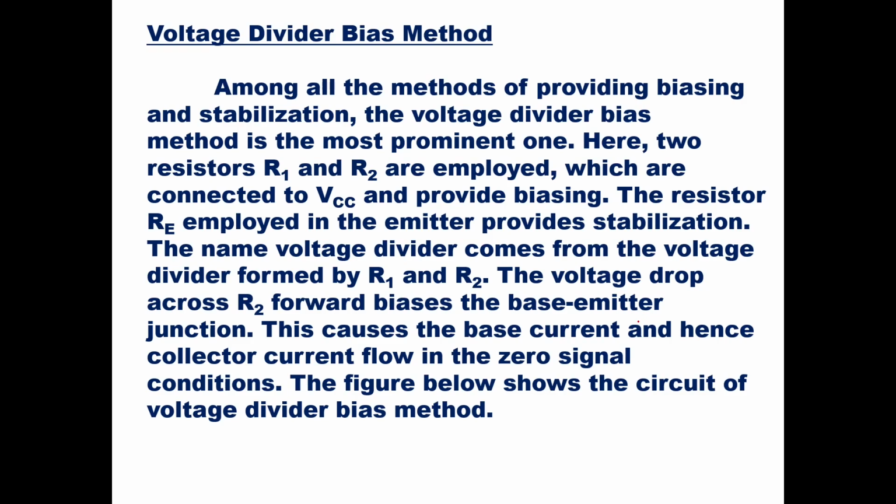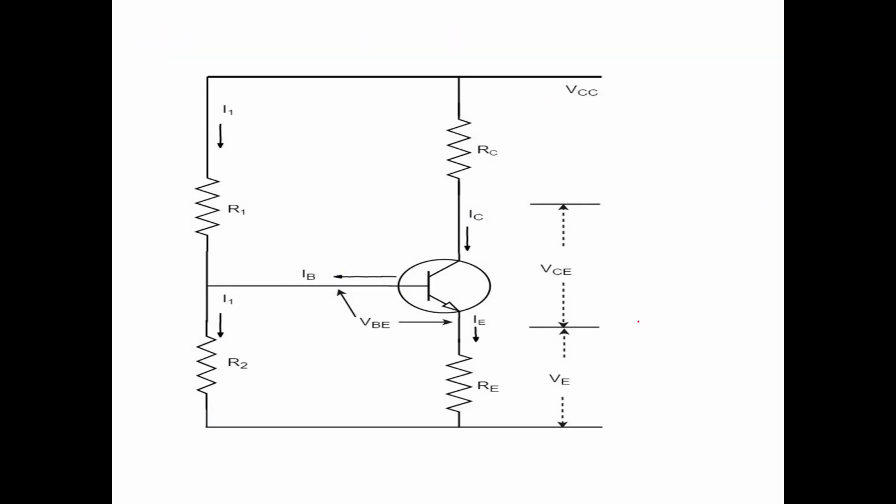The voltage drop across R2 forward biases the base emitter junction. This causes the base current and hence collector current to flow in the zero signal conditions. Okay, whenever there is no signal also, because of the application of DC voltage, collector current flows. The figure below shows the circuit of voltage divider bias method. So this is the figure which shows the voltage divider bias method.